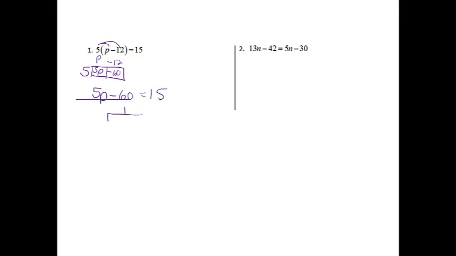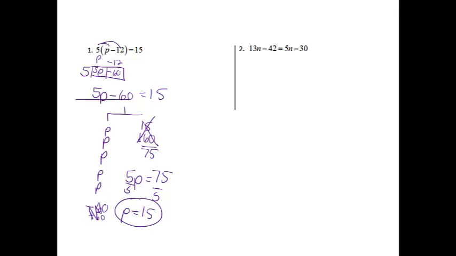Now from here, I am going to go ahead and draw a mobile balance. I've got 5 p's, and then I have minus 60, and then on the right side, I have 15. And then if I'd like to solve for p, I do not want the minus 60 over here. So to get rid of it, I'm going to add 60 to both sides. And 15 plus 60 will be 75. Okay, so now if I look at what I have left, I have 5 p's, and it equals 75. And so now our last step is going to be to divide by 5. So I'm going to get p is equal to 15.